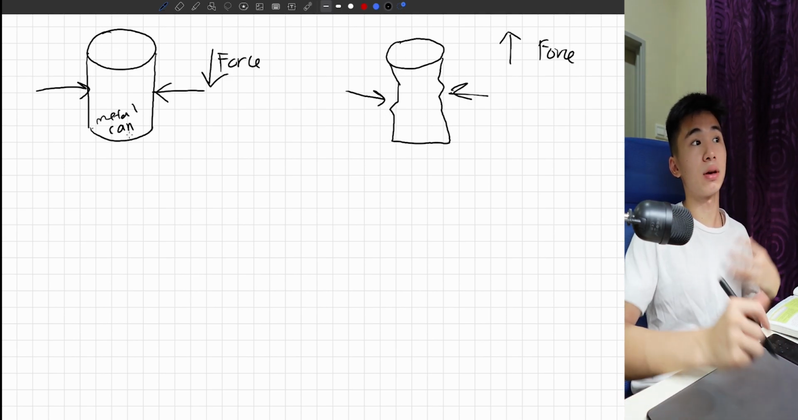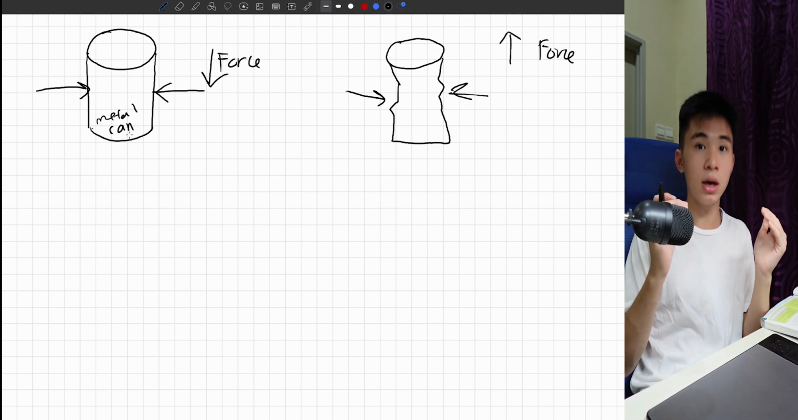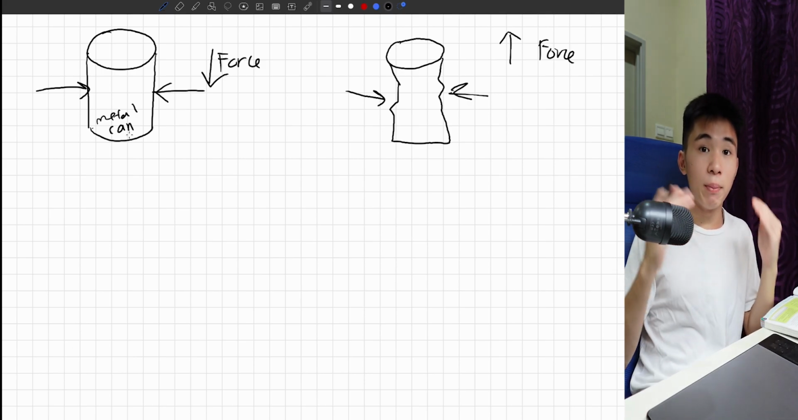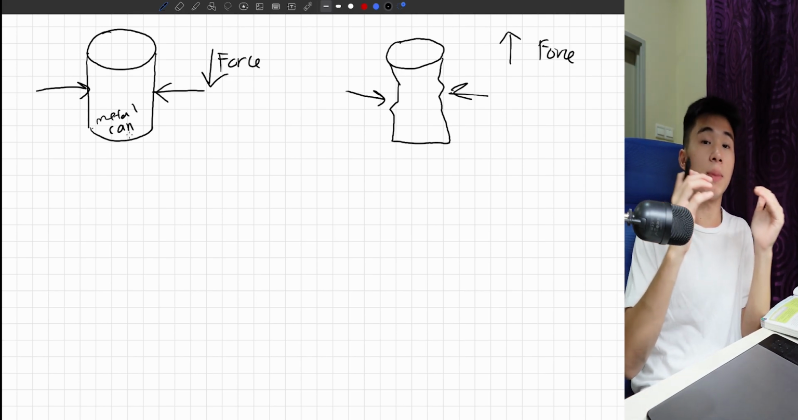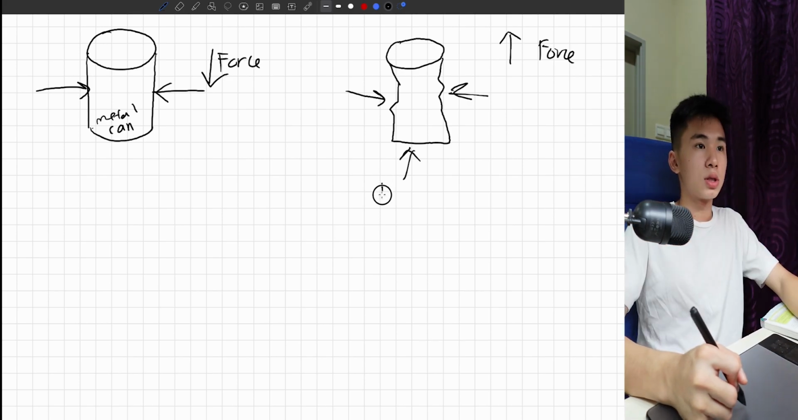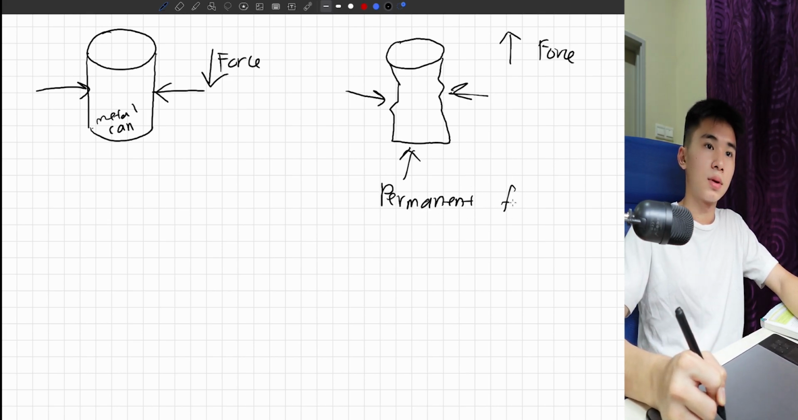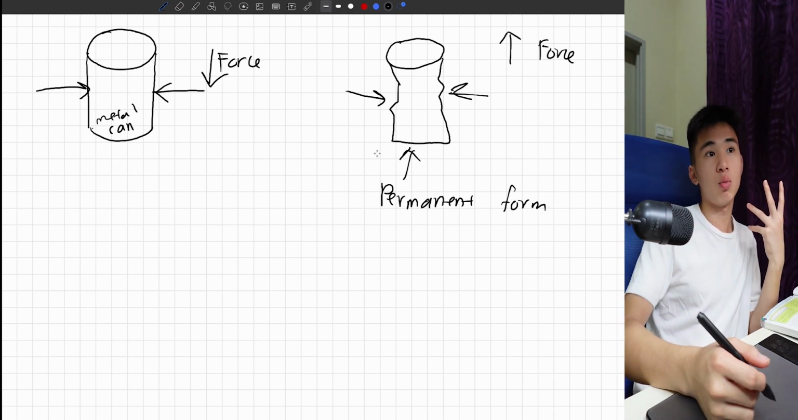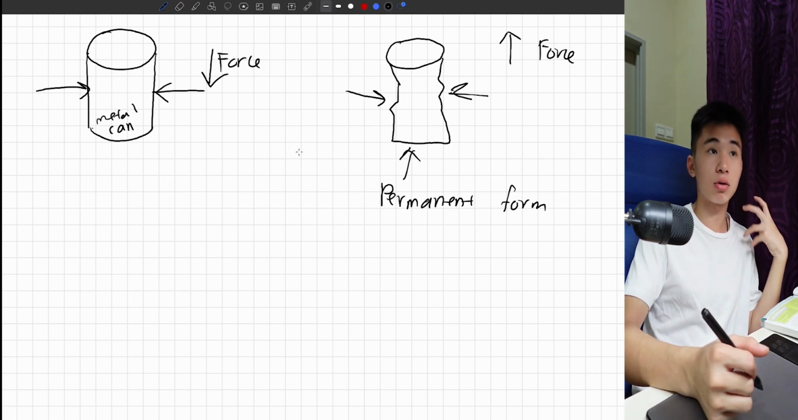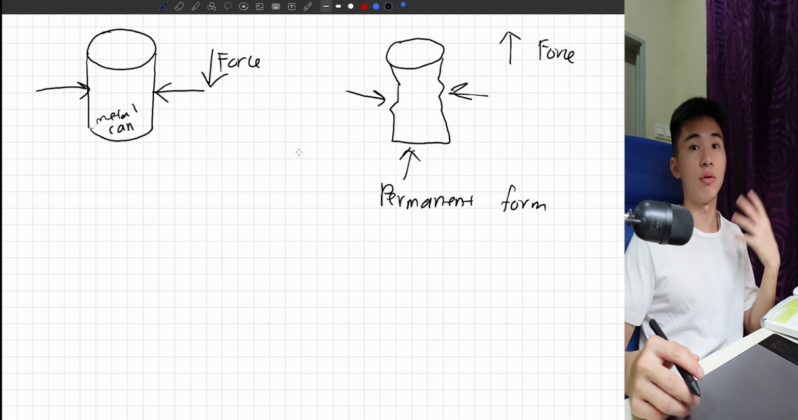But in this case right here, if we apply lower force to compress it, lower force gently, it will not cross the elastic limit, which means it still obeys Hooke's law, which means it does not cross the elastic limit and it will go back to its own original form. So this will be our permanent form. Okay? So as long as you compress it with lower force, it does not cross the elastic limit, then it will go back to its own original form.